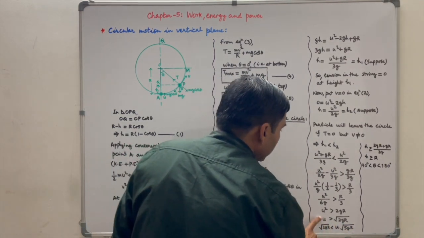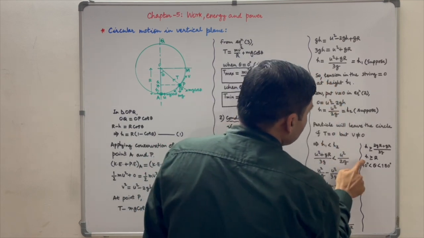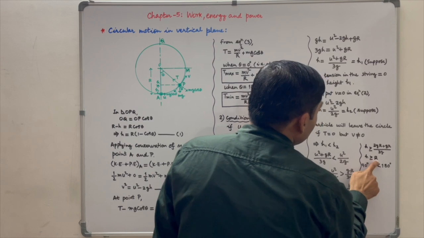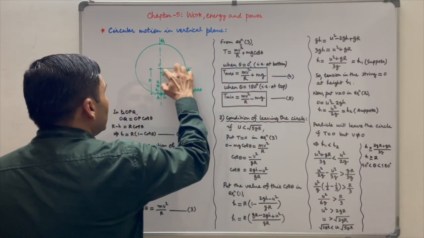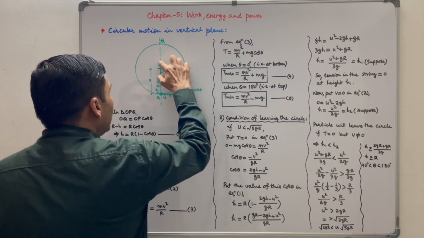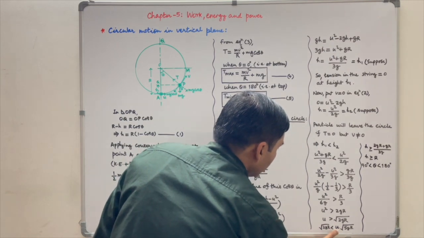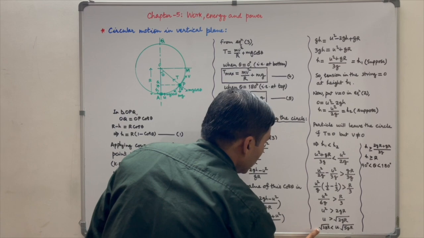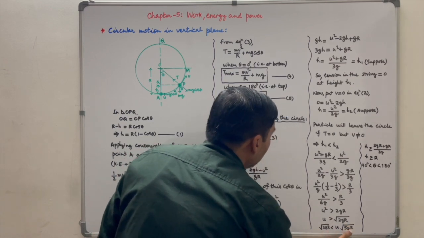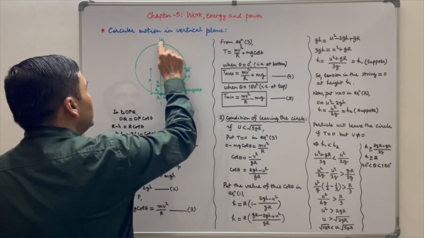Put u is greater than under root 2gr here. That gives h is greater than or equal to r. So h is greater than or equal to r means theta lies between 90 to 180 degrees. What it means is if the initial velocity given to the particle lies between under root 2gr and under root 5gr, the particle will leave the circle somewhere between points M and Q.